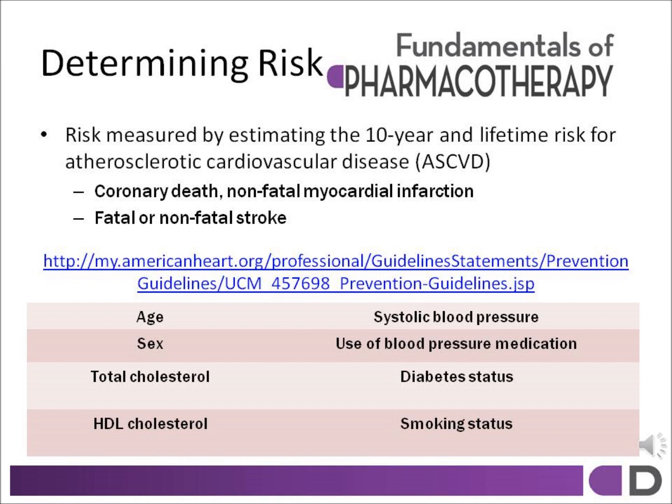The new calculator estimates the risk of non-fatal MI, death from coronary heart disease, and now includes fatal and non-fatal stroke, whereas the Framingham risk calculator did not previously include fatal and non-fatal stroke. The calculator uses age, sex, total cholesterol, HDL cholesterol, systolic blood pressure, whether or not the patient is being treated for high blood pressure or has diabetes, as well as smoking status to calculate a patient's risk.